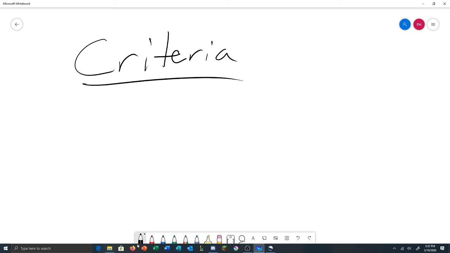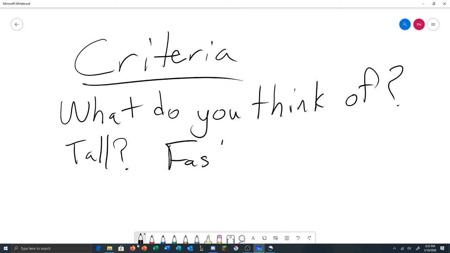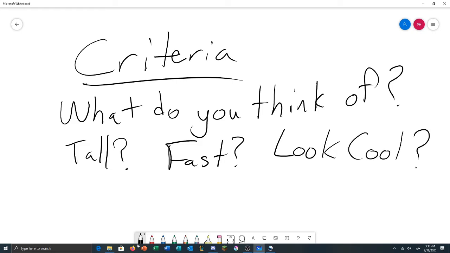Most criteria is basically, what do you think of when you think of the thing you're trying to design? So when you're designing something, what do you think of? So let's say for this, we're designing a roller coaster. What would be the things you think of when you do it? Roller coasters, are they tall? Are they fast? Maybe do they look cool? These are all questions you ask yourself when you think of a roller coaster.